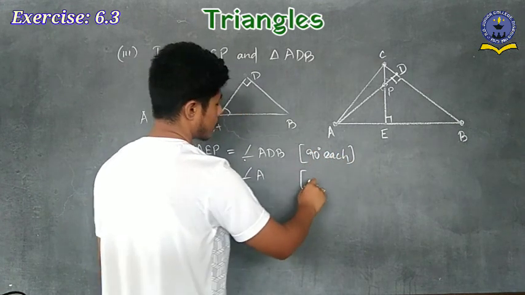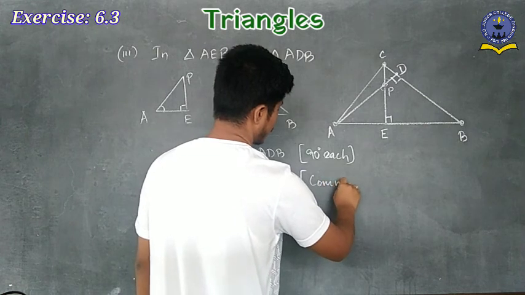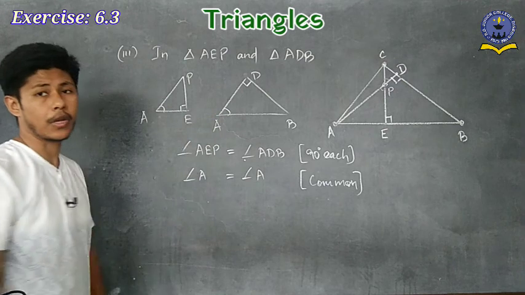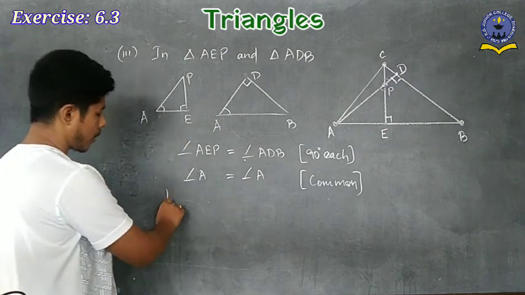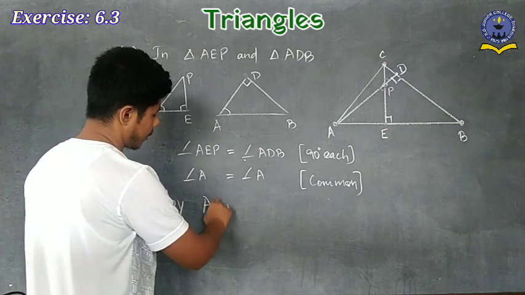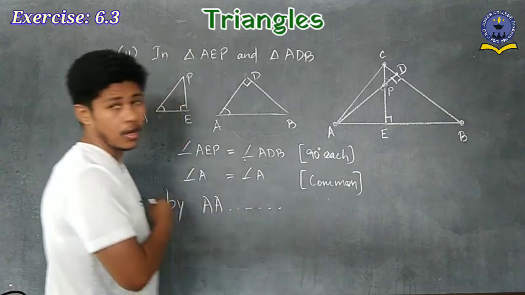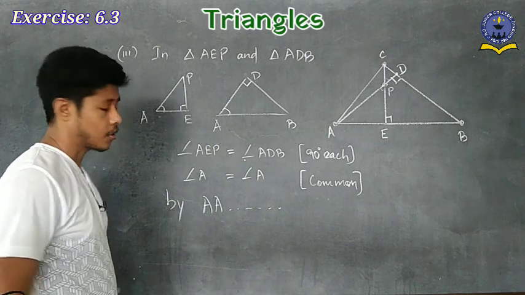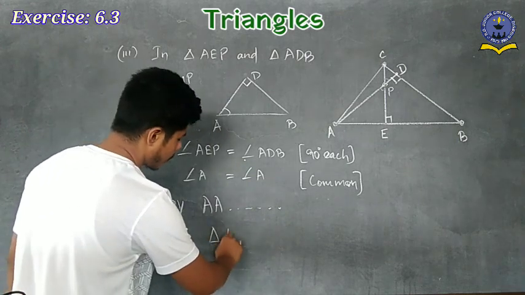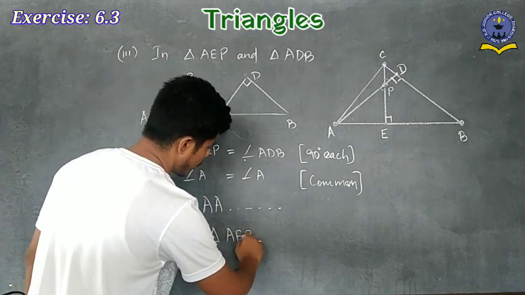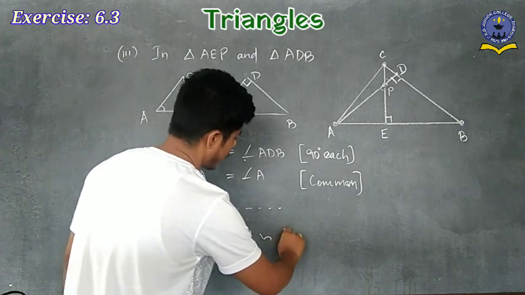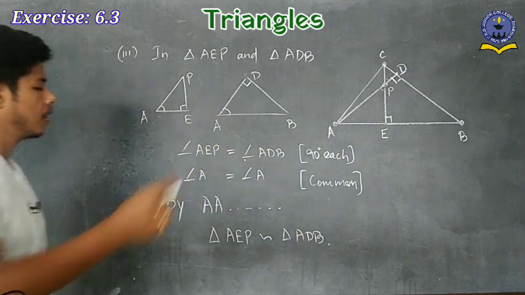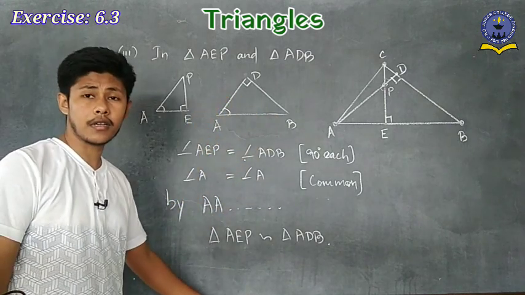Is it clear? And this one we have to write here common, because both the angles are common here. Angle A equal to angle A simply. So by which criteria? By angle similarity criterion. You have to complete this. By angle similarity criterion, what we can say? These two triangles are similar. So that's why we have to write here triangle AEP is similar to triangle ADB. Is it clear? I think all of you understood this one, isn't it?